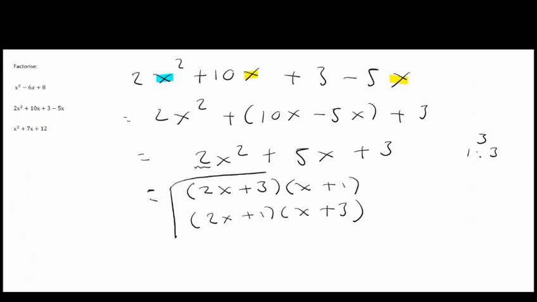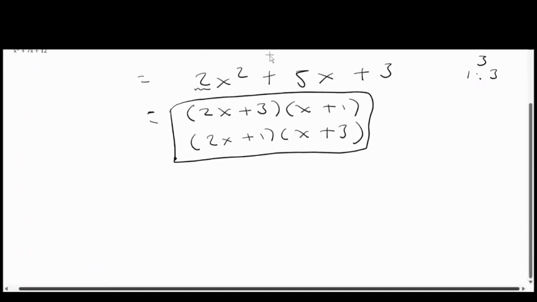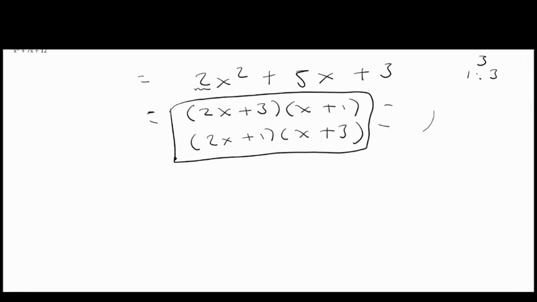Now, let's look at these options. When we have a coefficient in front, that's where my favorite step comes in. Now we have to check which one of these two brings us back to our original expression.